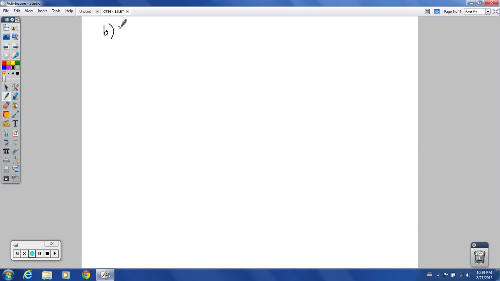So part B, let's now find that linear correlation coefficient. That's what we're going to do next. So determine the correlation coefficient.